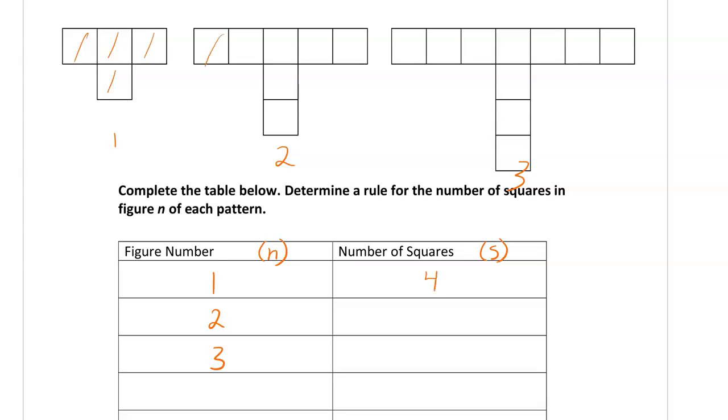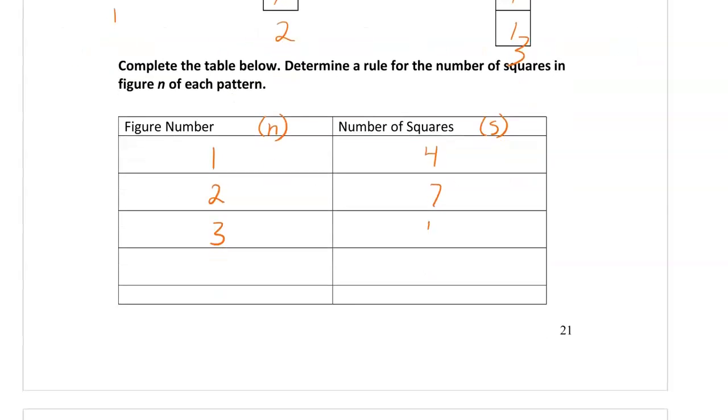Figure 2, 1, 2, 3, 4, 5, 6, 7 squares. Figure 3, 1, 2, 3, 4, 5, 6, 7, 8, 9, 10. So we have 10 squares. Now you'll notice that our rate of change is plus 3. Rate of change is 3. Say on this side, our rate of change is 1 and 1, because we're increasing the figure number by 1 every time.